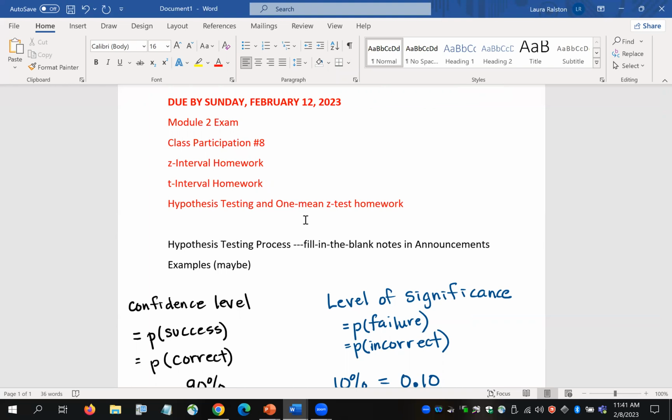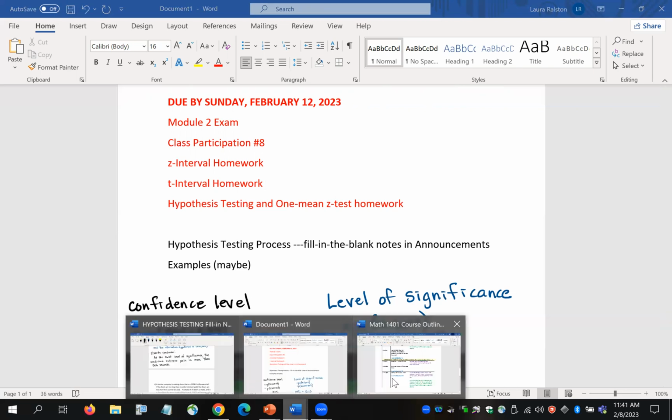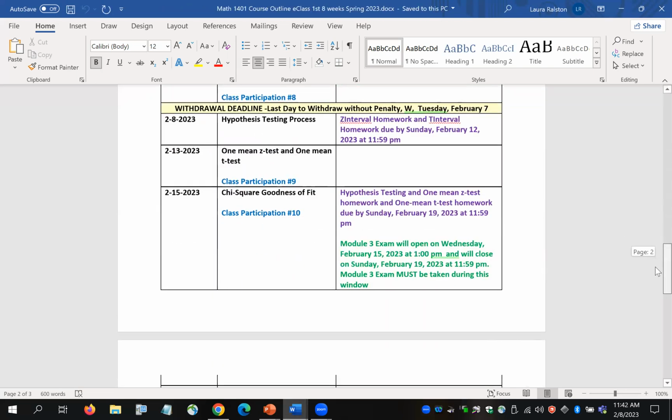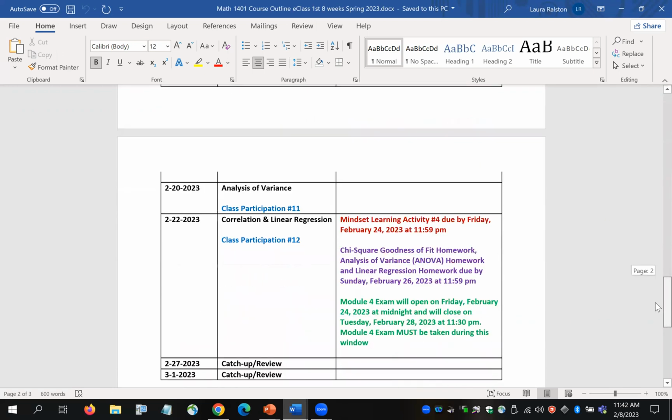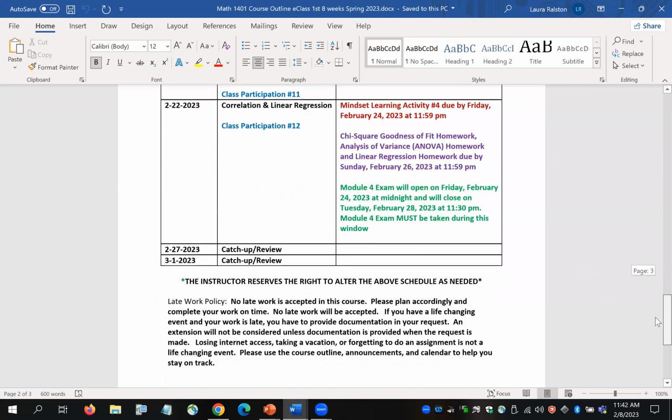On Monday, we will talk about the T-test, which will finish up Module 3. And if I'm not mistaken, if you look at the course schedule, the test for Module 3 will open on February the 15th, which is next week, next Wednesday. Okay. We don't have many days left because this class ends March the 1st.